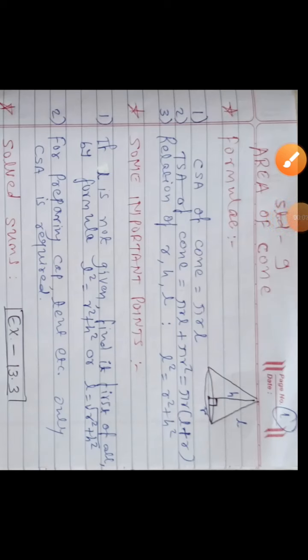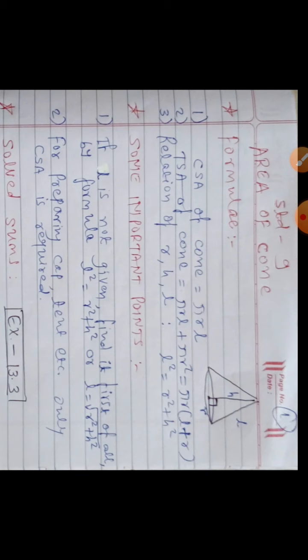Hello, good morning students. Today's topic is the surface area of a cone. You are familiar with a cone. You can observe the shape of a cone drawn here. You can see there are three parameters of a cone: radius r, height h, and slant height l.